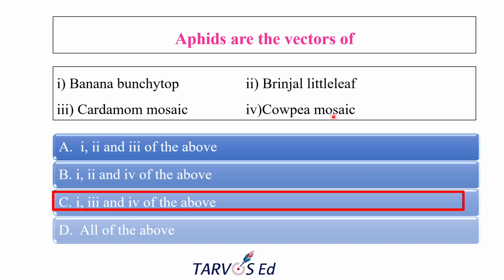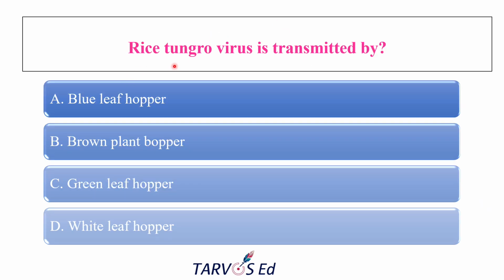So overall, aphid is a major vector for most of the plant viral diseases, especially viruses, which are usually carried by aphids, right? So here the odd man out is brinjal little leaf, which is caused by a phytoplasma disease that is mainly transmitted by leaf hopper. And next, rice Tungro virus is transmitted by.